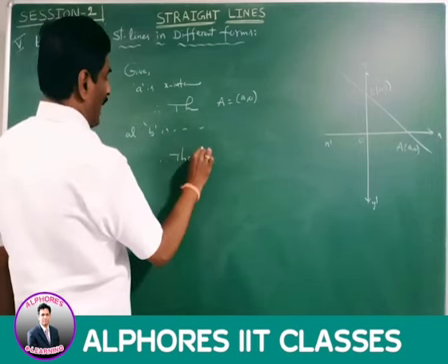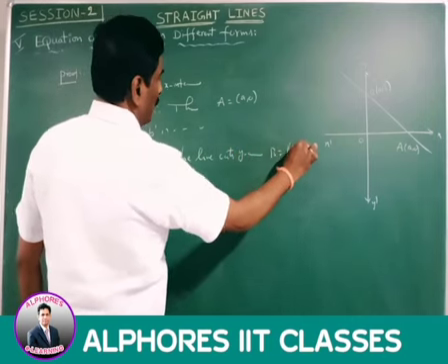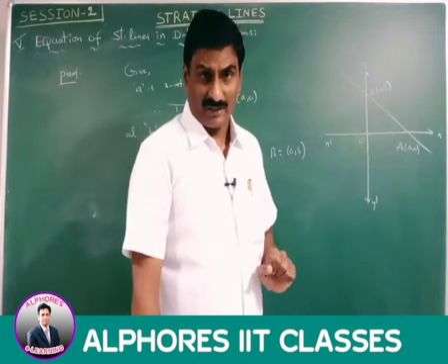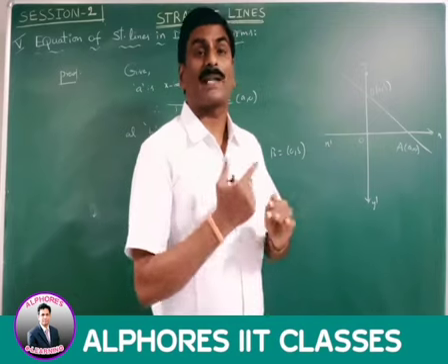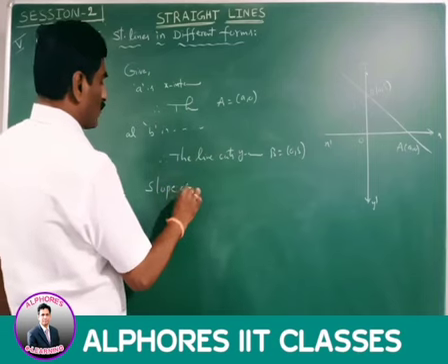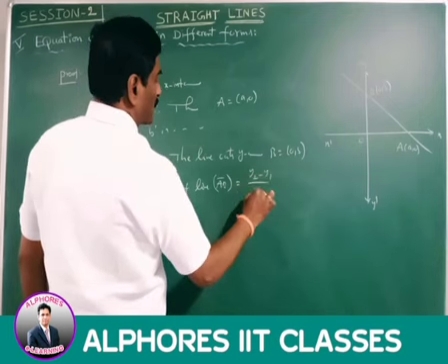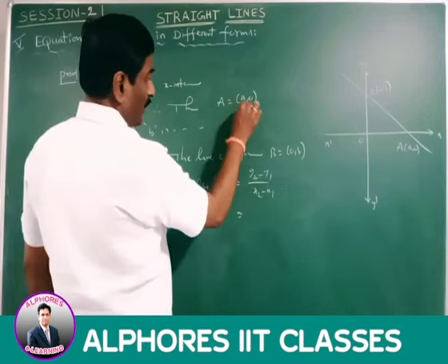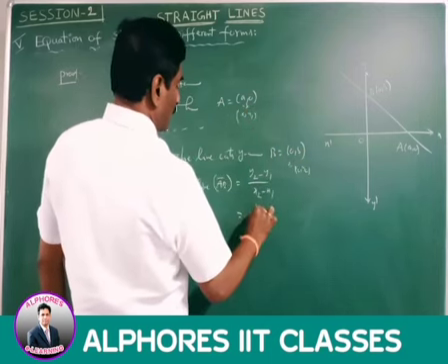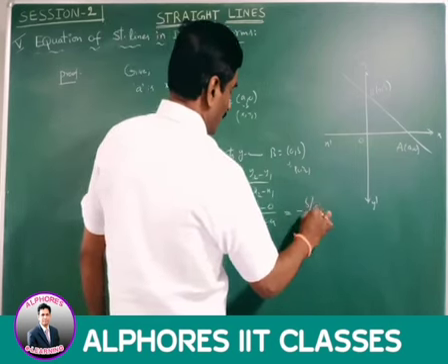Therefore, the line cuts the y-axis at 0 comma B. Okay. Please observe these values. In this case, the 2 points on the line are given. If the 2 points are given, what is the slope? y2 minus y1 by x2 minus x1. By using that, slope of the line AB is equal to y2 minus y1 by x2 minus x1. This is x1 y1, this is x2 y2. Please observe these values. y2 minus y1 means b minus 0 by 0 minus a. That means minus b by a.